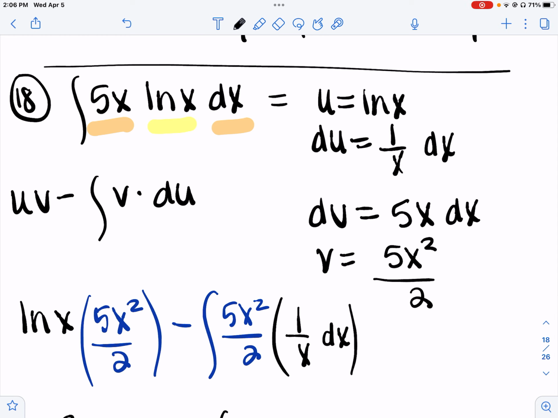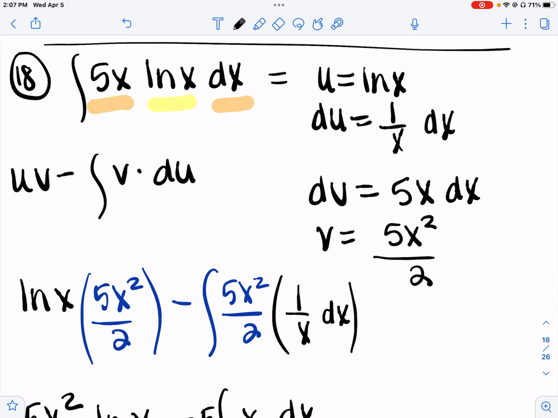18, we're going to use integration by parts because we have two separate functions. Okay, that's always a good clue to use parts. Now, we can't integrate ln, so that has to be u. U is ln of x, so du is 1 over x dx. So dv is the 5x dx. To get v, you integrate, so 5x squared over 2.